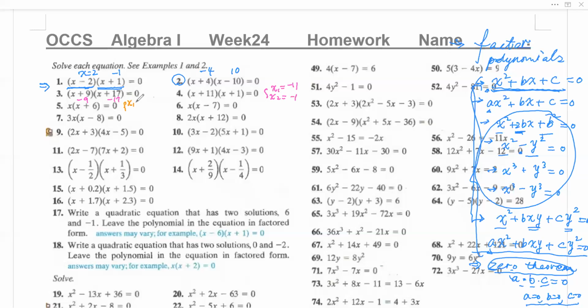For number 5, I got x equals 0 or x equals -6. X1 equals 0, X2 equals -6. Number 6, I got x equals 0 or x equals 7. X1 got 0, X2 got 7. All right, next, Jeffrey, number 7 and number 8.